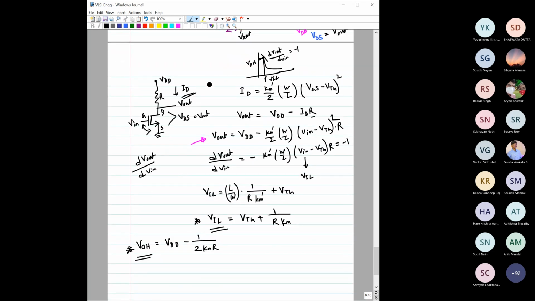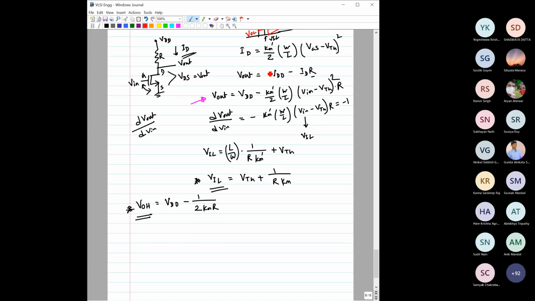Now there are actually two other points, right? One is corresponding to this input and this output. Again, the same criteria. Now here you have to be a bit careful about which region the transistor is operating. You are getting my point? Now we have to find VOL and VIH. To find this out, we have to do a similar type of analysis, but while writing the equation of ID, you have to be careful in which region the transistor is operating.